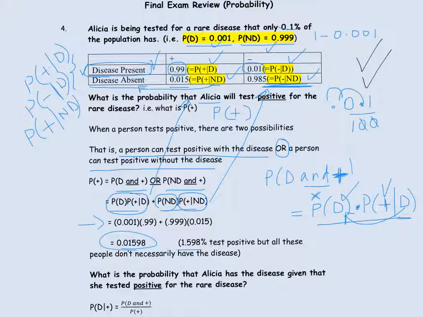1.598% of the population will show positive, which means if a random person takes the test, then the chance that they'll show positive is 1.598%. Even though, if you see, there's only 0.1% of the population that actually has the disease, 1.598% will test positive, which means that there are a lot of false positives in this test.